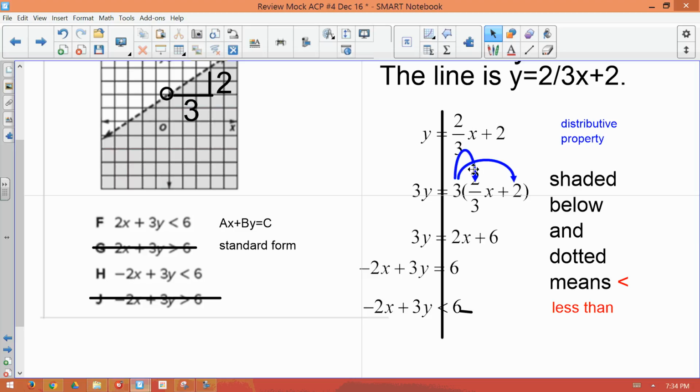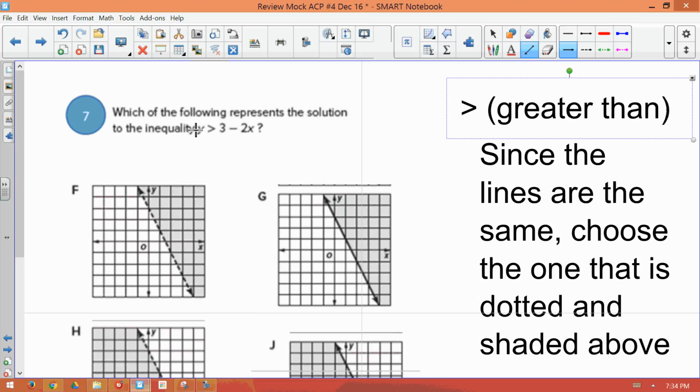So really, it's trying to get x over, and I just saw another way I could have done this, but just trying to get x and y on the same side. When I do that, I'm only going to end up with choice H because that 2x is going to become negative. So that's how we get standard form there, and that's how we make our choice there. Again, shaded below and dotted means less than. Okay, let's go on to problem number 7. About half done.